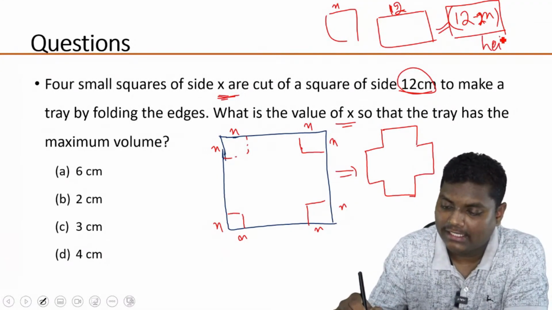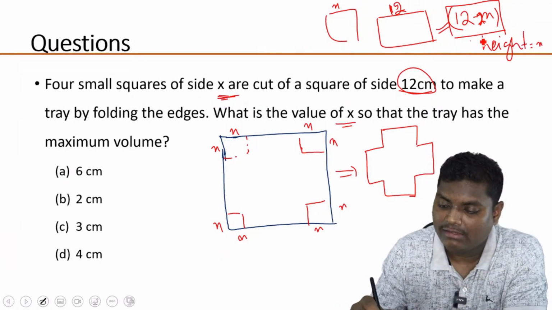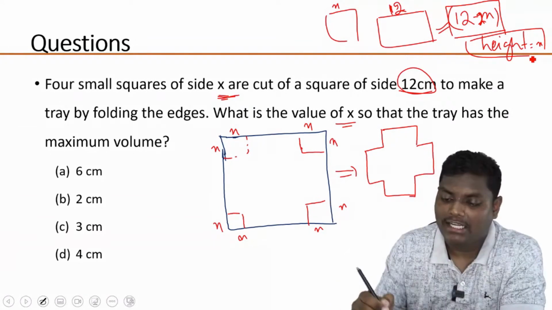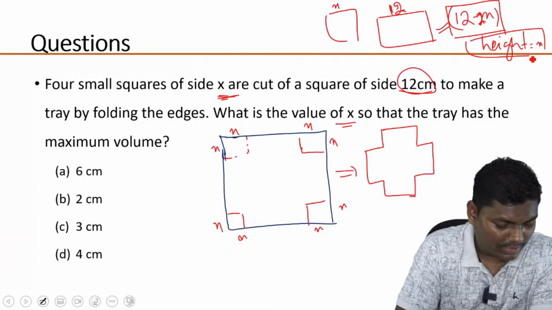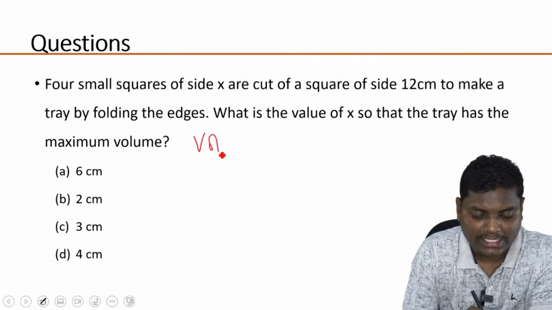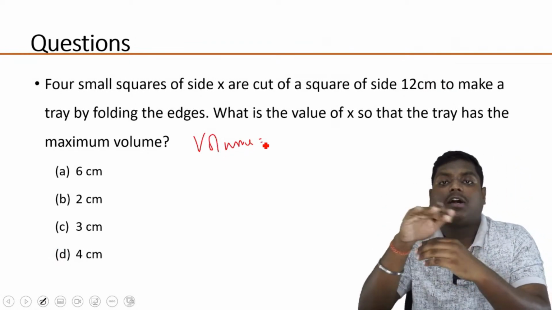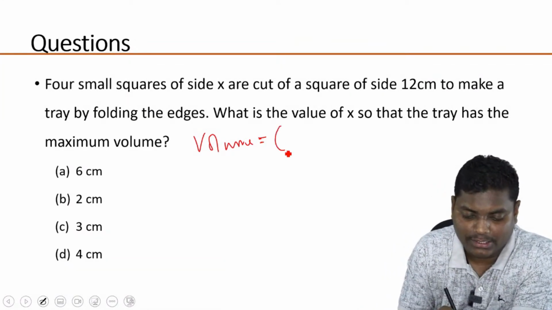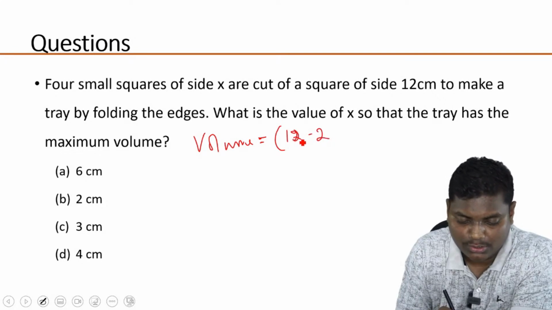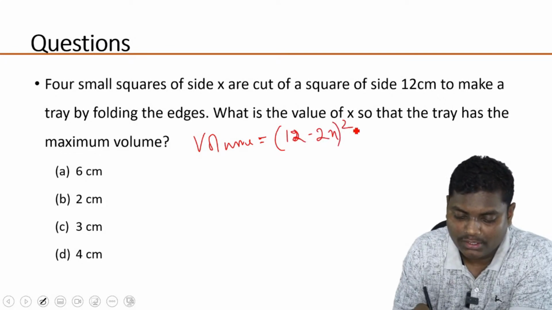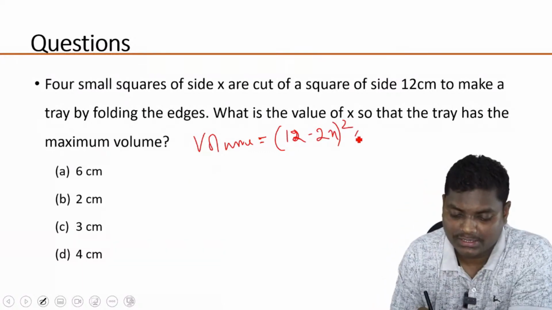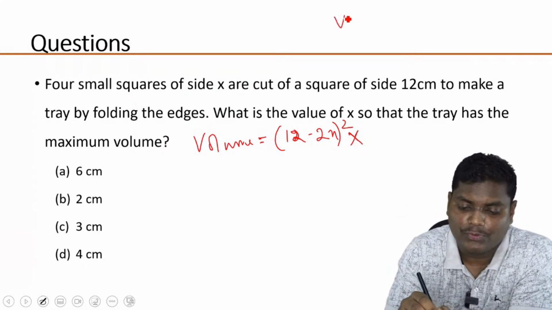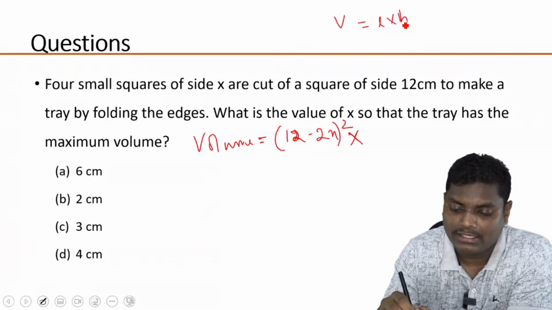Now you can see that if we are folding the tray with X, so basically the height will be X for it, because we have cut the edges of side X. So when we are folding it, the height will be X. So if you want to calculate the volume, I'll remove all this. So you will be getting some kind of cuboid with the upper side empty. So the volume of the cuboid will be basically 12 minus 2X, the length and breadth, into X, because X is my height. The volume of cuboid is length into breadth into height.